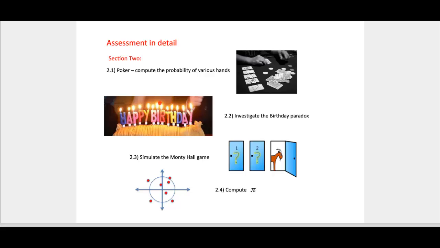I also want you to investigate the birthday paradox. The birthday paradox is the quite counterintuitive result that if you have quite a small number of people in a room, chances are 2 of them have the same birthday. Okay, so everybody here has a birthday, presumably, unless there's something very strange going on. They all have a birthday. Chances are, I'd say about 95%, that 2 people in this room share the same birthday.